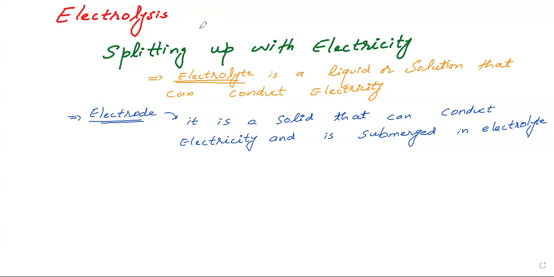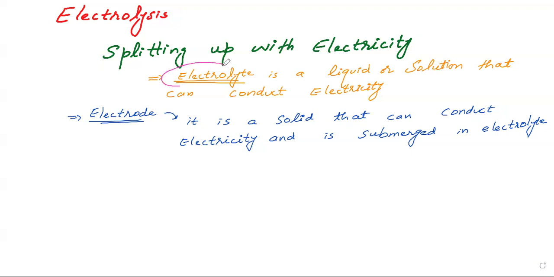So what exactly is electrolysis? Electro means electric current. Lysis means to break. So splitting a compound with the help of electricity is electrolysis. Here we have to go through a few terminologies which make this topic much easier.